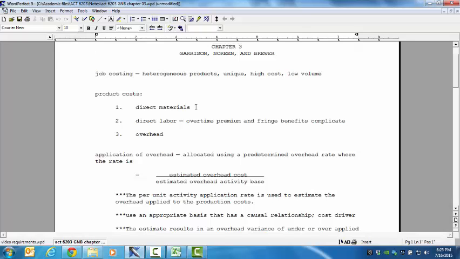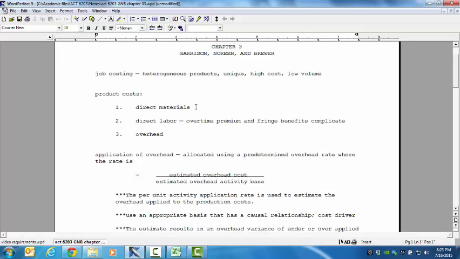Overhead represents all other costs other than direct materials and direct labor. I realize that's not a very good definition, but that's exactly what it represents. These tend to be indirect costs, not direct. Now, direct means you can see the physical flow going into the product itself, one-to-one relationship. Overhead, on the other hand, does not have that basic flow into the product.